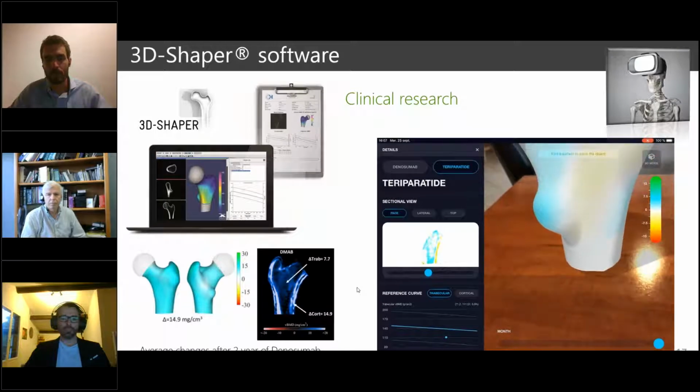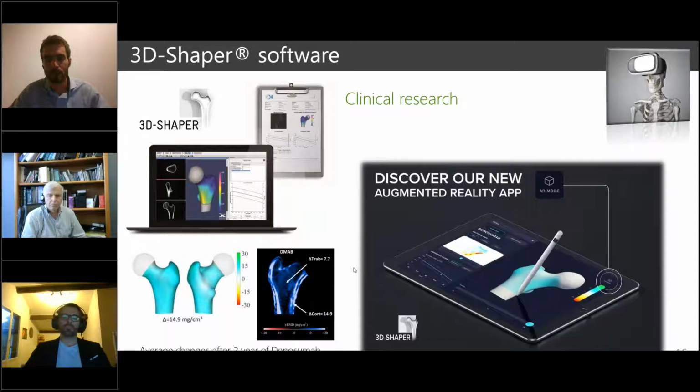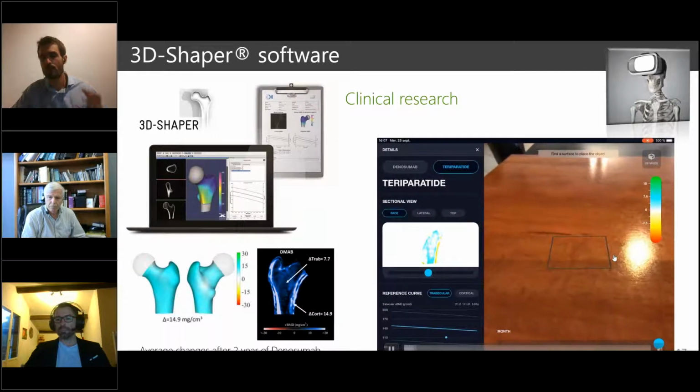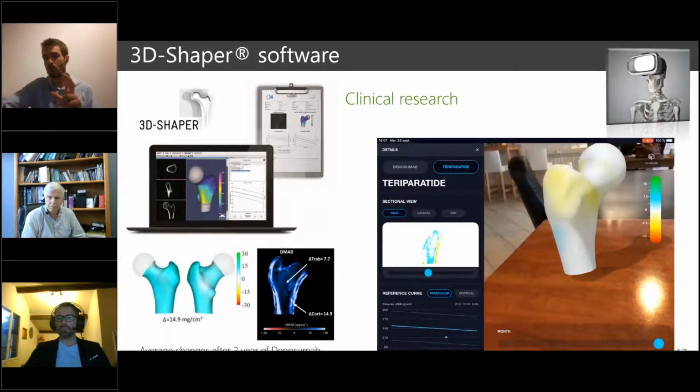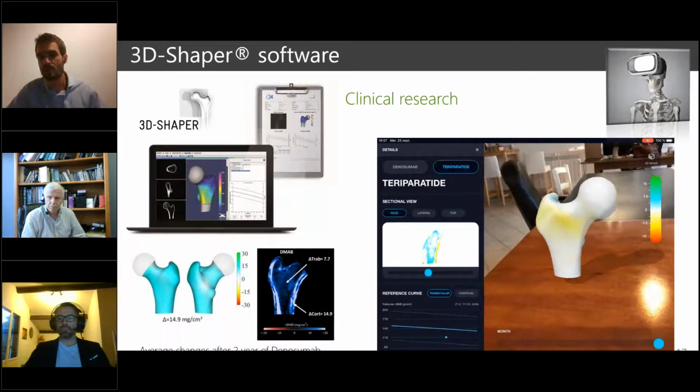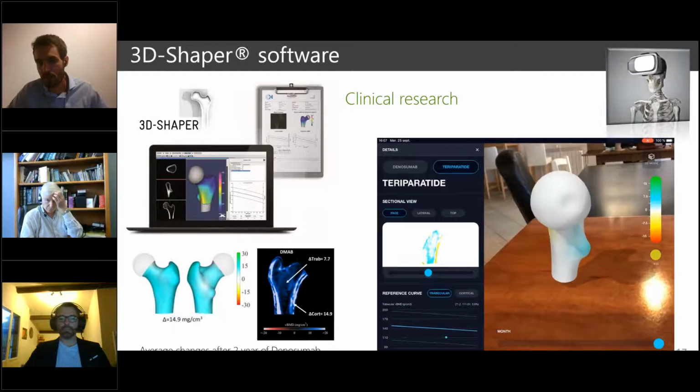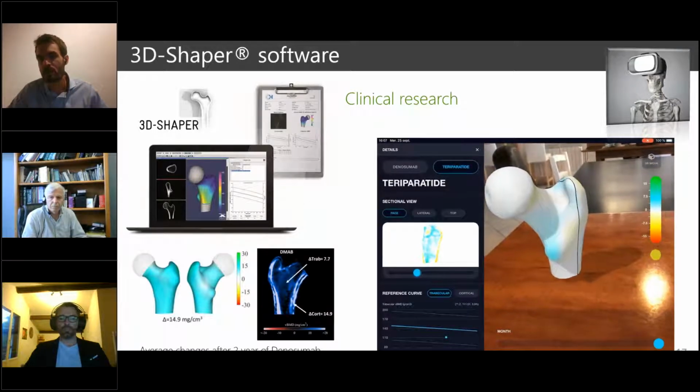And finally, if I can go back to the previous slide, we have another way to show results of a clinical study, which is an app that uses augmented reality tools. You would have a tablet with the app installed, and with the tablet, you would see the environment where you are, and then you can position the femur wherever you want in the environment, and then you can see the results of your clinical study on this femur.